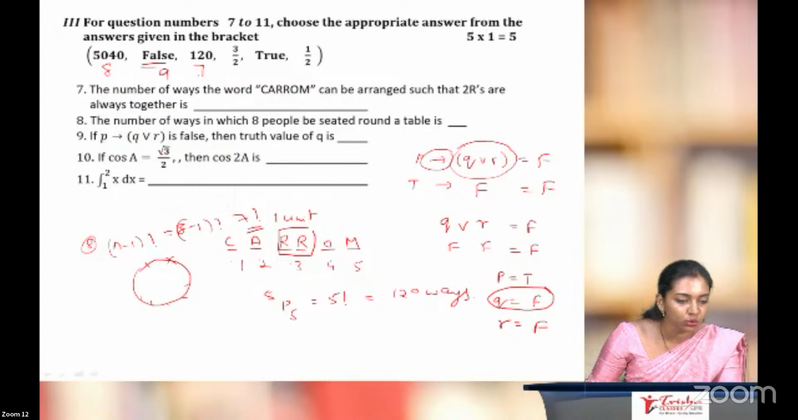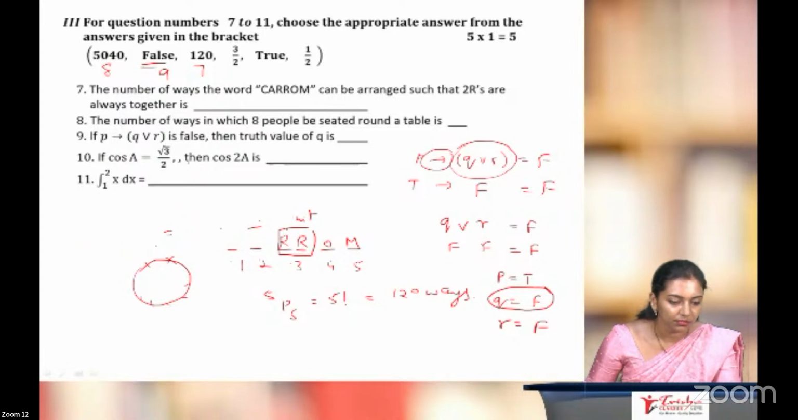Cos A is root 3 by 2. Then what is cos 2A? Here again we have a formula for cos 2A. You are given only the cos A value, so in terms of cos A, what is the formula for cos 2A? Can anybody mention? It is 2 cos square A minus 1, right? So substitute there: 2 cos square A minus 1.